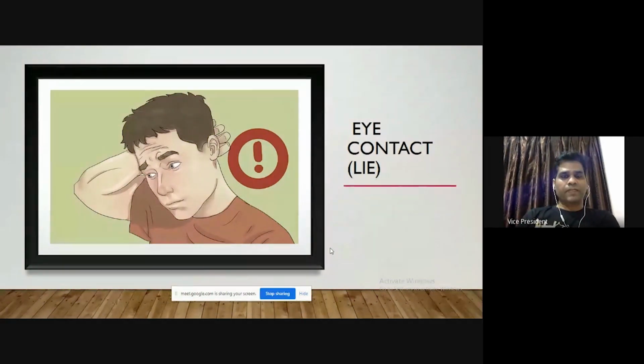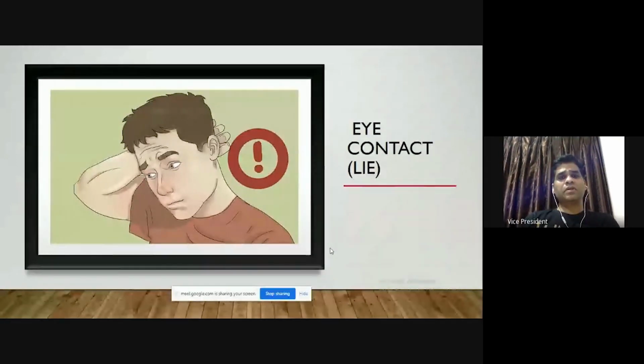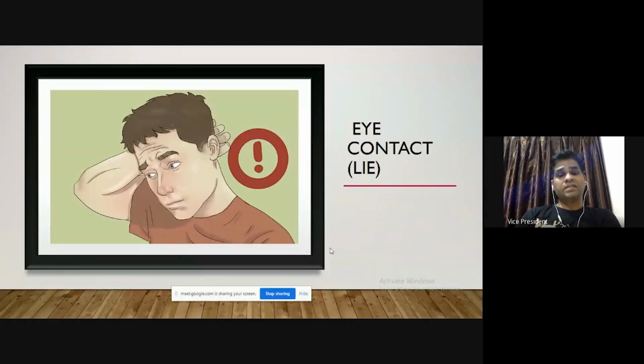Similarly, eye contact. If somebody is asking you a question and you are not making eye contact with him and nodding your head, that shows that you are distracted, or you are in some other thought. That will not really help, or the person will think that you are not in a position to understand what exactly he's saying or what he's trying to tell you.